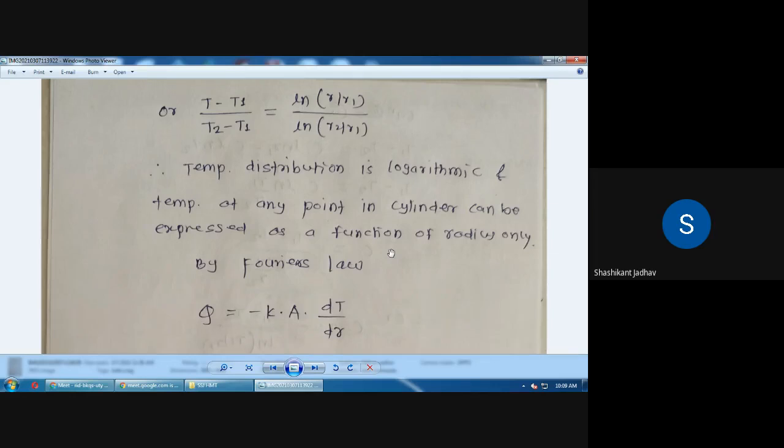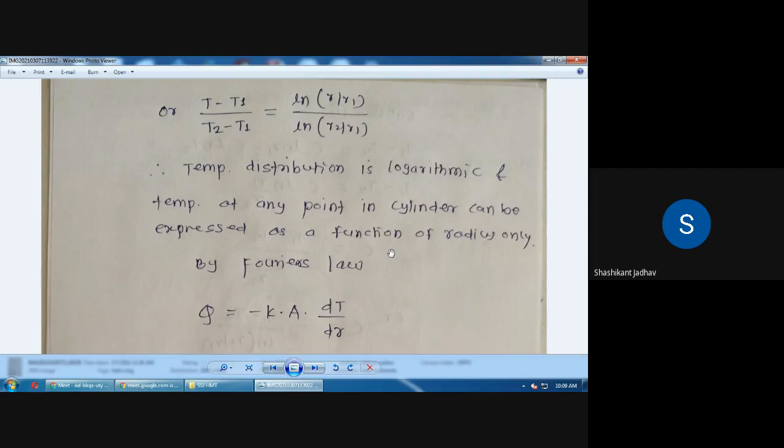कारण इक्वेशन मध्ये जे काय टेम्परेचर चेंज होणार आहे ते विथ रिस्पेक्ट टू काय असणार आहे, रेडियस असणार आहे. बाकीची टर्म कुठलीच नाही इक्वेशन मध्ये. So from that we said that temperature at any point in cylinder can be expressed as a function of radius only. Okay, so our aim, what is our aim? We have to find out the rate of heat transfer through that cylinder. Means we have to calculate the value of Q. So what is the equation for the Q?